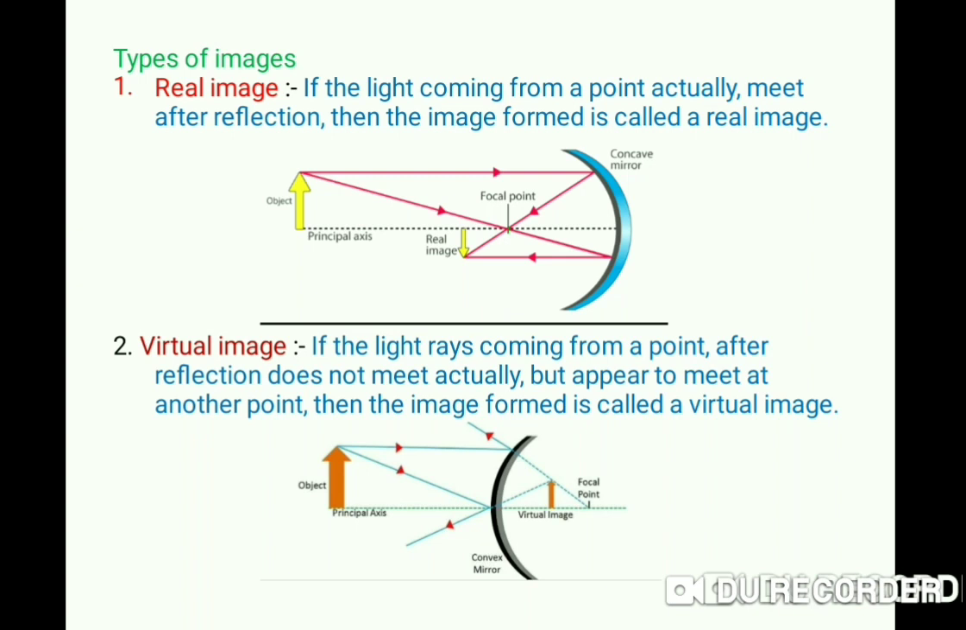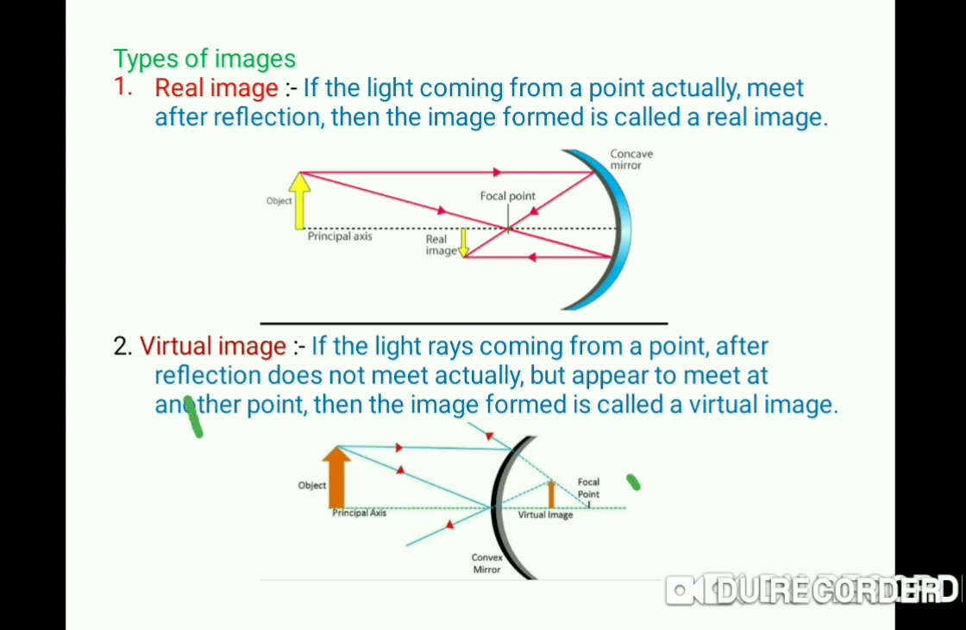Now next is virtual image. If the light rays coming from a point, after reflection, do not actually meet but appear to meet at another point, it seems that these two rays appear to meet at another point, then the image formed is called a virtual image.